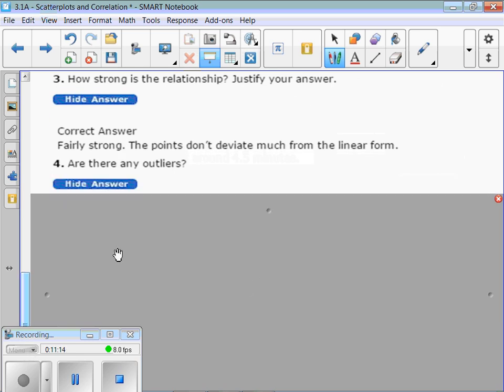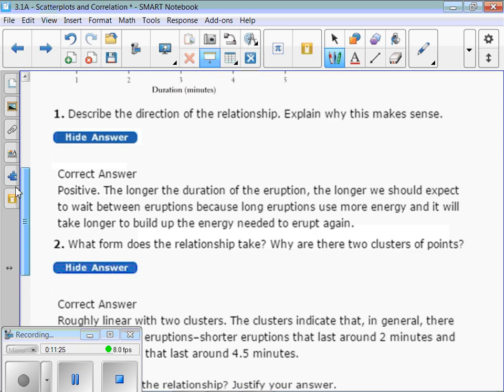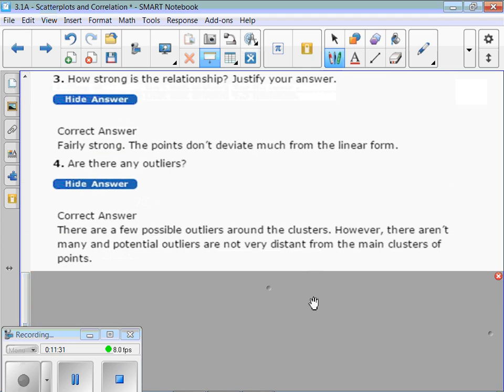And are there any outliers? There's a few possible outliers around the clusters, but there aren't many, and the potential outliers are not very distant from the main clusters. Maybe those could be outliers, but we don't know for sure.